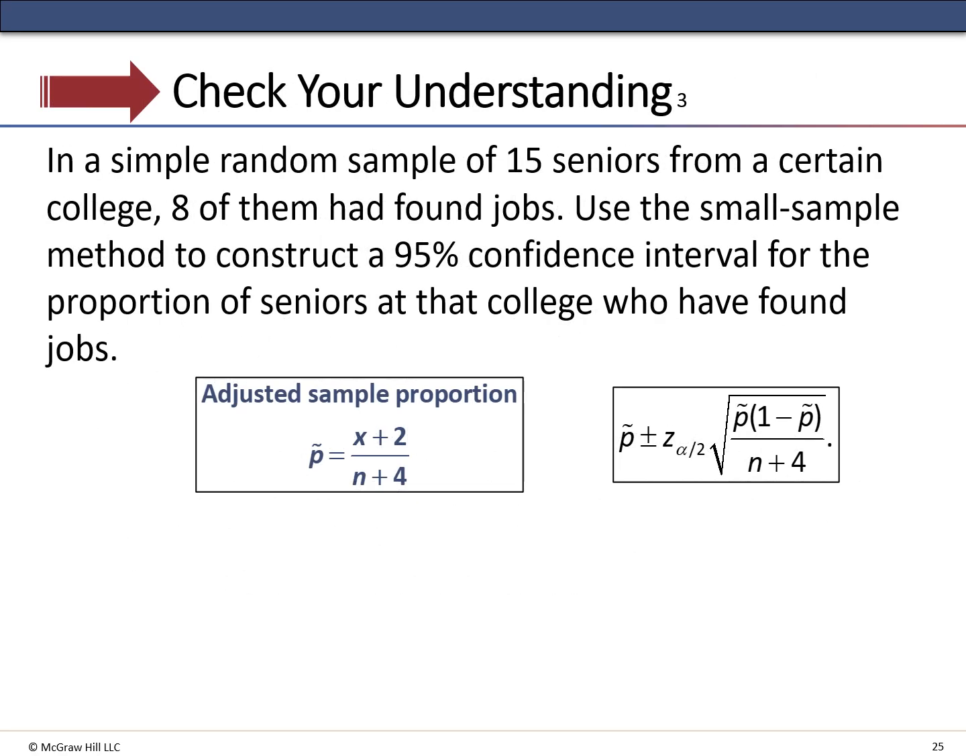Again, I have another problem here. I'm not going to walk through this step by step. Use the small sample method to construct a 95% confidence interval. And if you do this, I've included the formulas here so you know how to do it. And this is the interval you should get, 0.302 to 0.751.